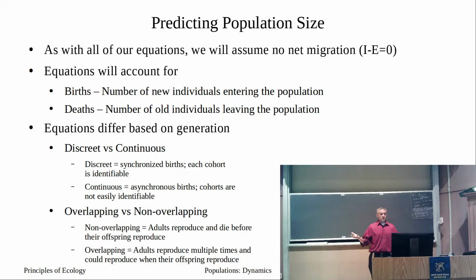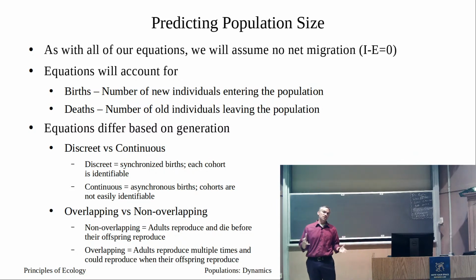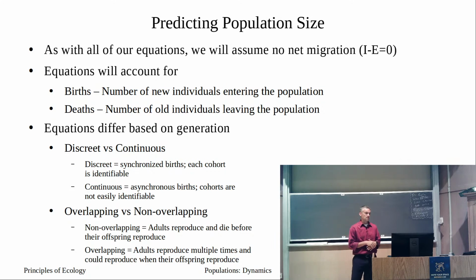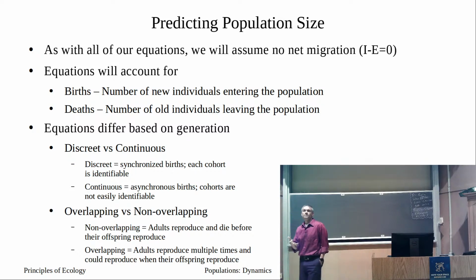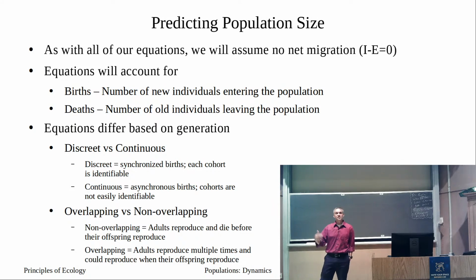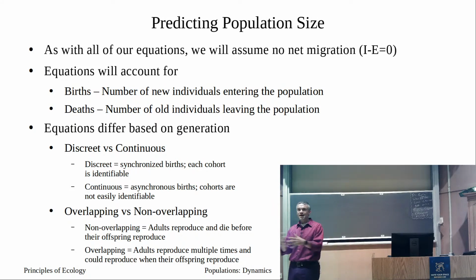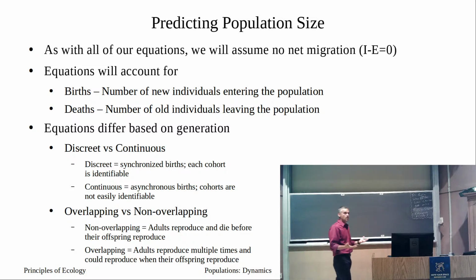So we have discrete versus continuous, and then the other thing is overlapping versus non-overlapping generation. Our distinction here is, will the offspring reproduce when their parents reproduce? If we have a non-overlapping generation, then the adults will die, and then the offspring will be reproducing. So we don't have any overlap between the adults and their offspring when it comes to reproduction. They can overlap when they're alive, but when it comes to reproduction, they don't.